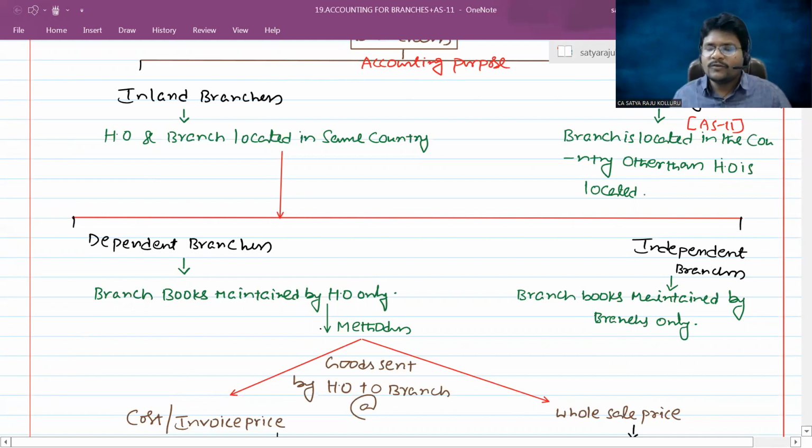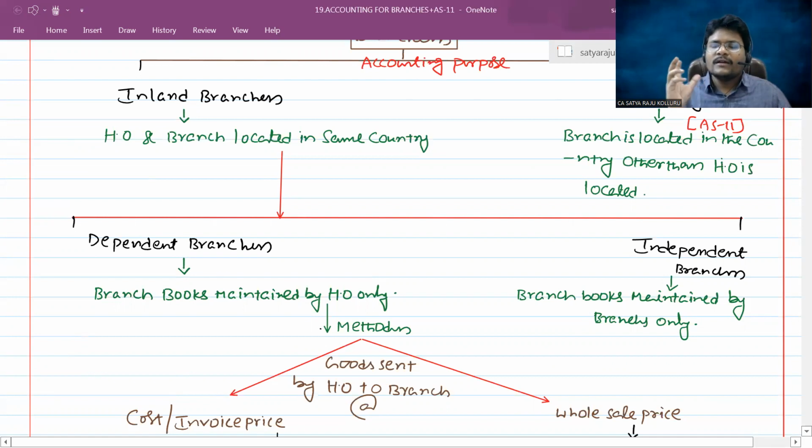Then a branch is said to be an independent branch if the branch books are maintained by the branch itself. Those are known as independent branches. But in a pictorial, common way, dependent branches are those branches which are completely dependent on the head office for the decision making process.